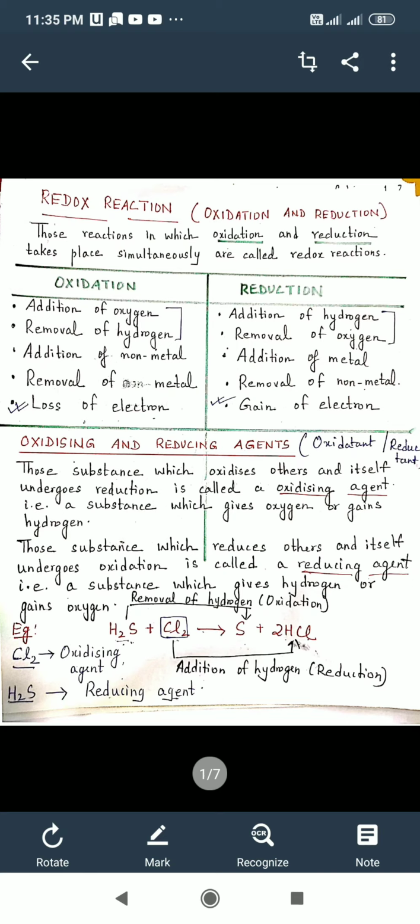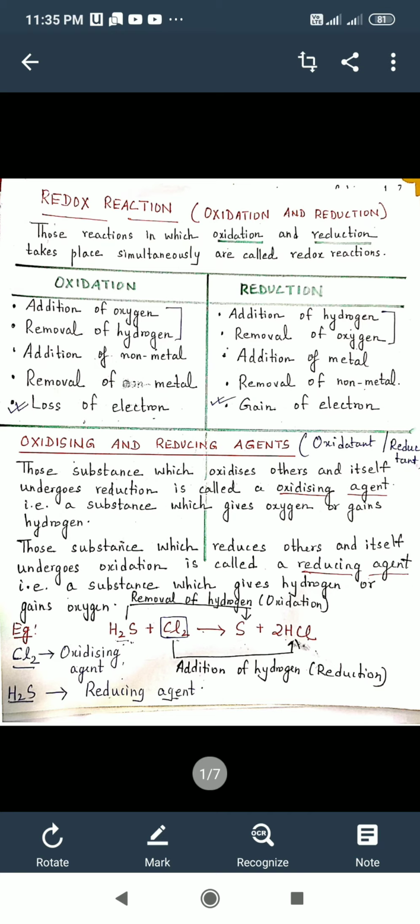Hello everyone. In the previous class, we have studied about displacement and double displacement reaction. Next type of reaction is oxidation and reduction reaction, or redox reaction. Before redox reaction, let me first explain what is oxidation and reduction. There are different concepts which explain oxidation and reduction.